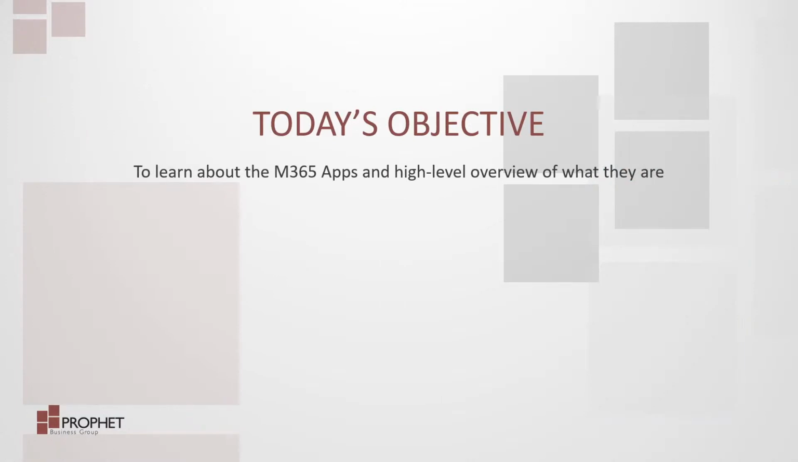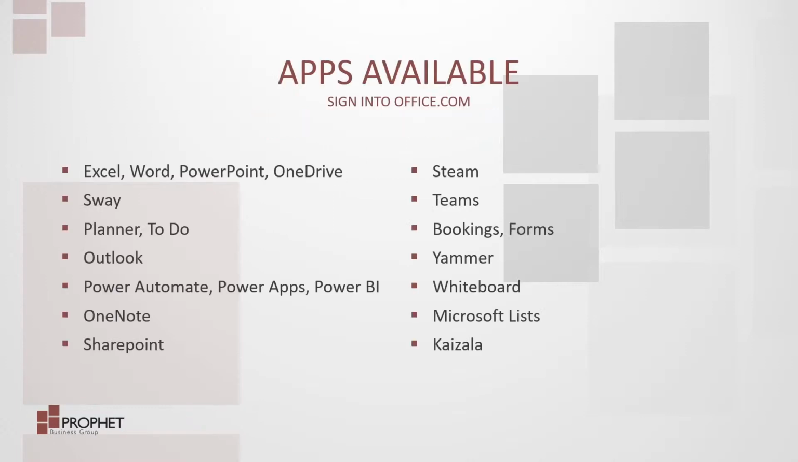Today's objective: to learn about M365 apps and a high-level overview of what they are. If you sign into office.com, and I'll show you this in the demo shortly, go to apps, the apps that are available. We'll see that there's Excel, Word, PowerPoint, OneDrive, Sway, Planner, ToDo, Outlook, Power Automate, Power Apps, Power BI, OneNote, SharePoint, Stream, Teams, Bookings, and Forms, Yammer, Whiteboard, Microsoft Lists, and Kaizala.